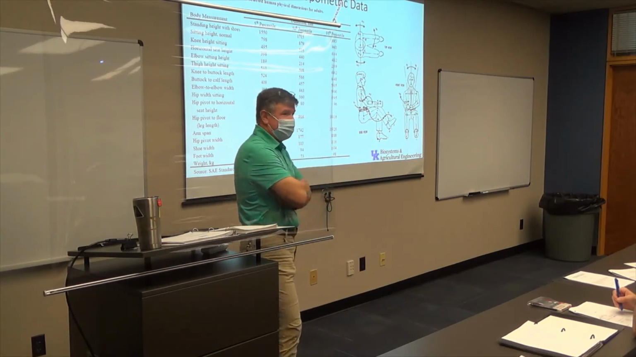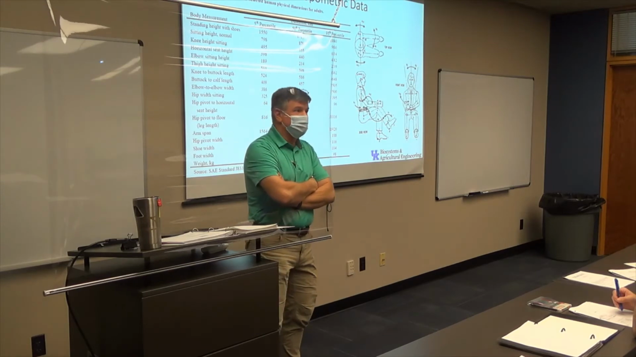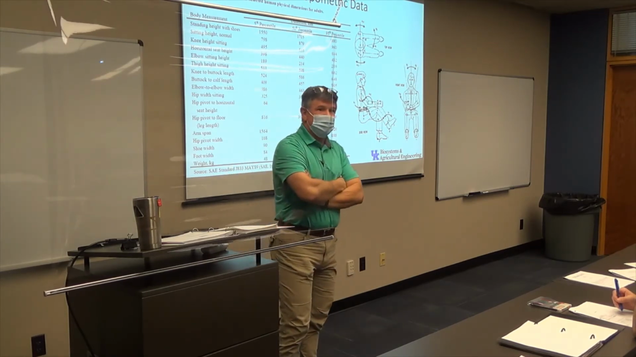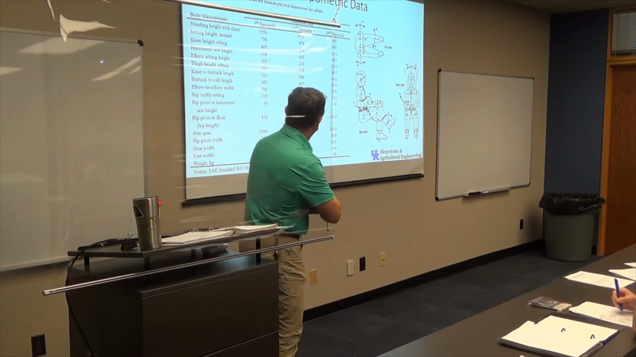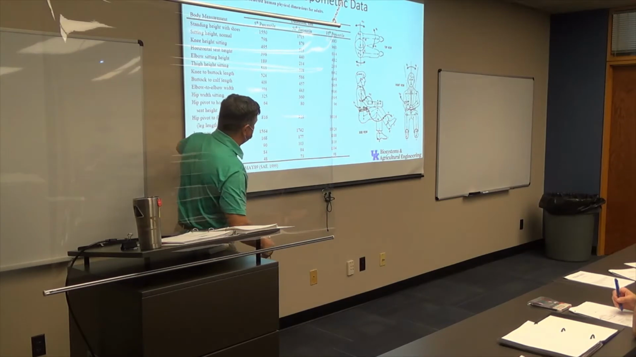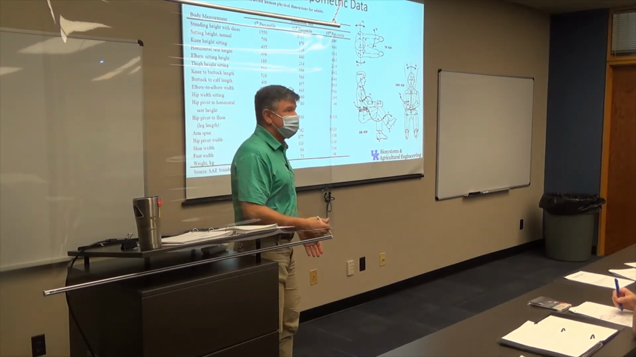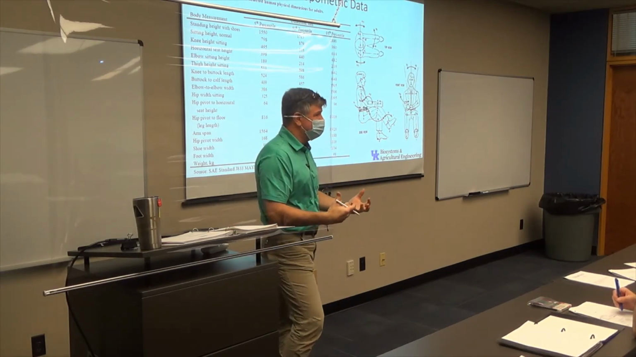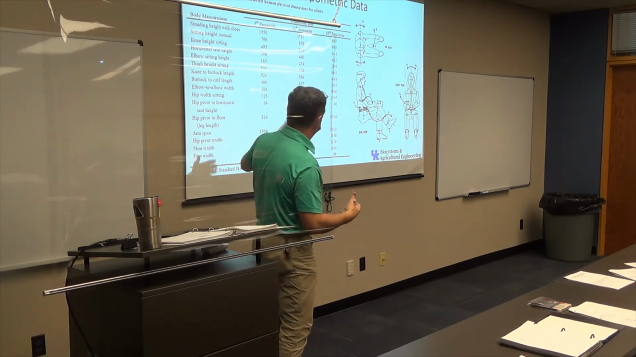There has to be some kind of an understanding of what we call anthropometric data. That's how big is a human body? You see here in the chart, we're not going to go through all these, of course, but I put this up to give you an idea of what kind of data is out there. For every joint and every limb, every part of the body, we have some data that tells us how big it is.